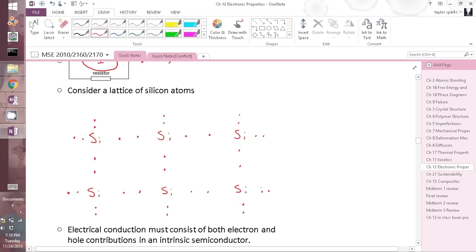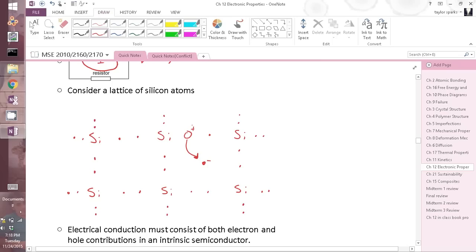Okay, now what happens if we provide a little bit of thermal energy? We can actually take one of these electrons and remove it. We can knock it out. Even though it wants to stay close to the silicon, it can temporarily escape. So we're going to remove our electron here. We're going to place it right here. There's our negatively charged electron. It leaves behind a positively charged hole where that electron used to be.